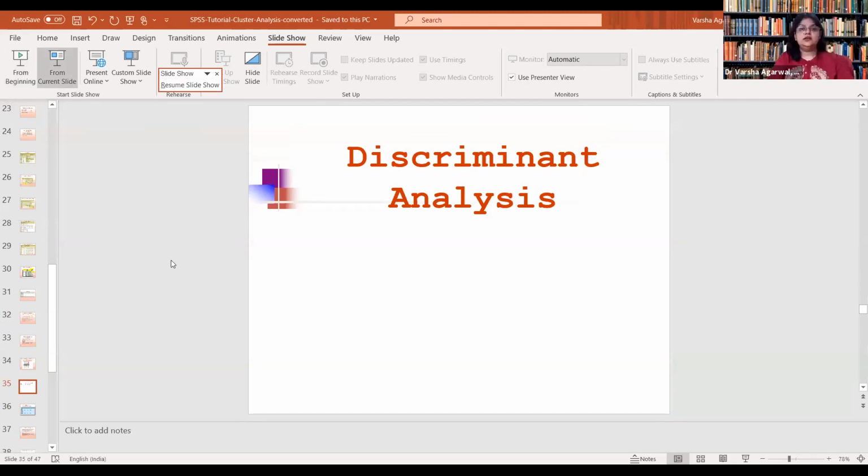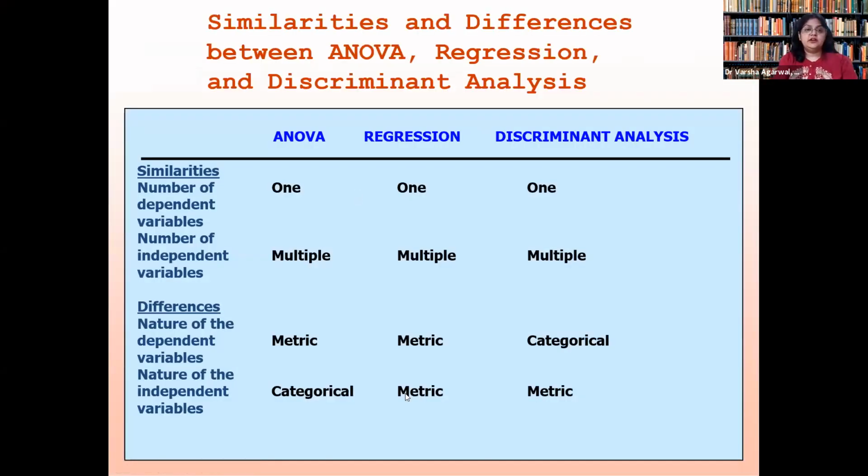So discriminant analysis, you want to understand where we are using it. This is a kind of comparison between ANOVA, regression, and discriminant analysis, and where they are the same. The number of dependent variables is 1 in all the cases, and the number of independent variables is multiple. But what are the differences? The nature of the dependent variable is metric in ANOVA and regression, but in discriminant, it is always categorical. The nature of independent variables can be categorical or metric, and here it will be metric. Getting it? So for discriminant analysis, your dependent variable has to be categorical and your independent variables have to be metric. This is how you need to prepare questions in your data set. Otherwise, you will not be able to run discriminant analysis in the end. That is one thing we need to keep in mind.